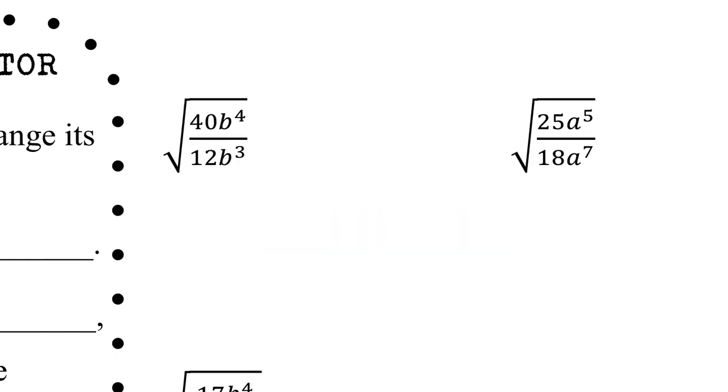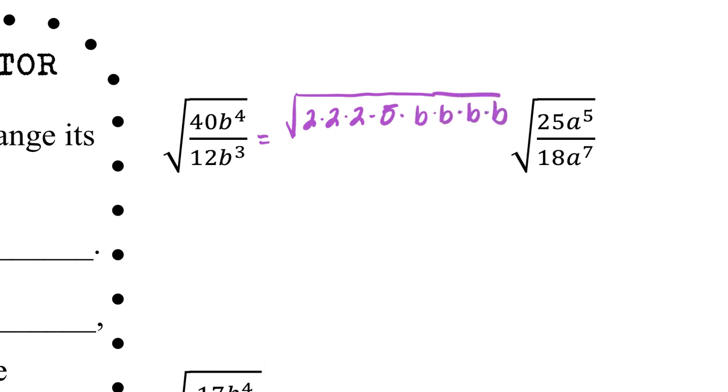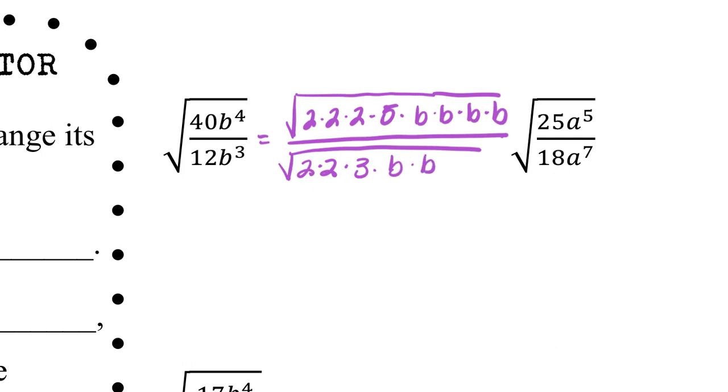All right, let's take a look at one with some variables in it. So I'm still going to expand this guy out. So let's see, this would be 2 times 2 times 2 times 5. And then I have the b's. Then down below, I would have 2 times 2 times 3 times the b's. Now I don't have anything outside the radical, so I can eliminate underneath. I have a pair of 2's that I can eliminate, and then I have 3 sets of b's. My index is a 2, so I would circle any pairs, which I do not have any of.